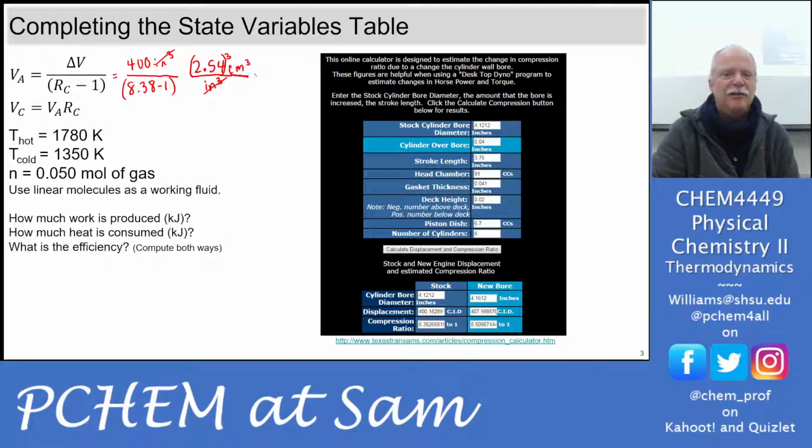Now let's do liters, since we're going to later use the gas constant and so on. So how many cubic centimeters do we have per liter? 1 cc is 1 milliliter. Yeah. So we have 1,000 centimeters cubed is 1 liter. So now we've got our volume A in terms of liters. Someone want to calculate that?